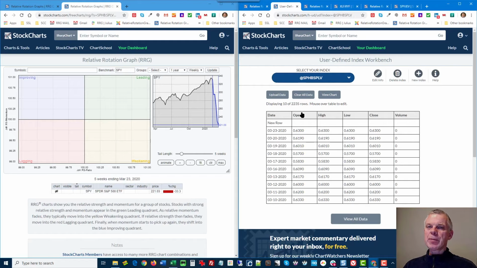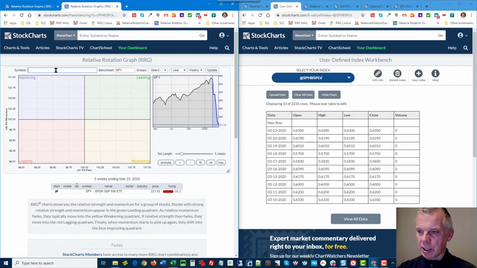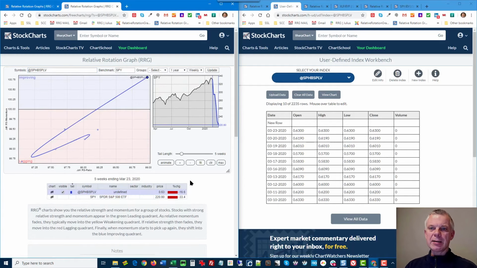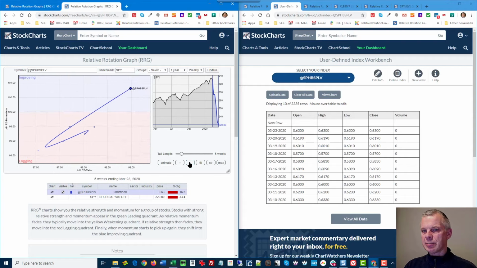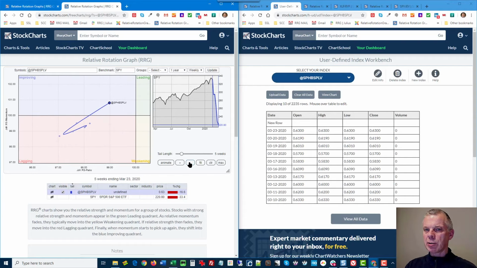Now, if I would bring that one, that ticker symbol on the RRG, which is at SPHB, SPLV, and now I update it, ta-da, here is my ratio. So now I'm actually looking at this pair versus SPY.